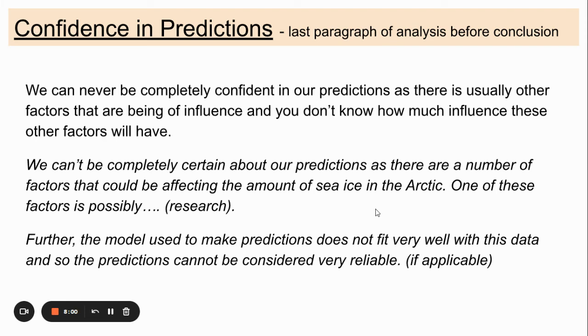One of these factors is possibly, and you do some research about it, so you find out that there are huge incentives in global warming, and they're trying to do this, and that could possibly have a huge effect on the amount of sea ice and how fast it's degrading. So furthermore, the model used to make the predictions does not fit very well with this data, and so the predictions cannot be considered to be very reliable. You can write that if it's applicable, but actually mine fitted really well, so I wouldn't write that part. I'm pretty happy with how much I've predicted from my graph.